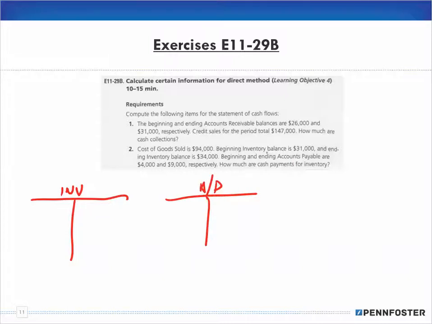And so my beginning inventory was 31,000, and my ending inventory was 34,000. And my cost of goods sold was 94,000.